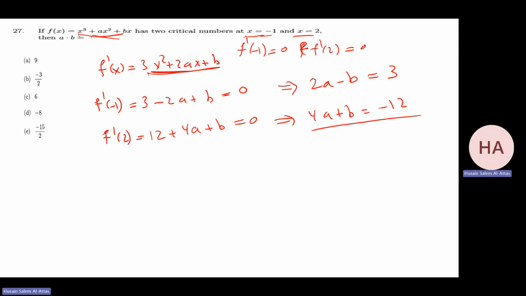Add them. I have 6a. Correct? This is 2a minus b equal to 3. A plus b. Okay. So I have 6a equal minus 9. That means a equal minus what? 3 over 2. Plug it here.